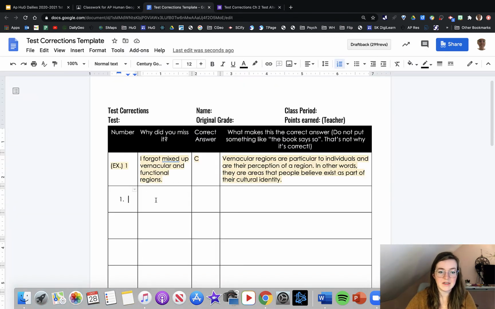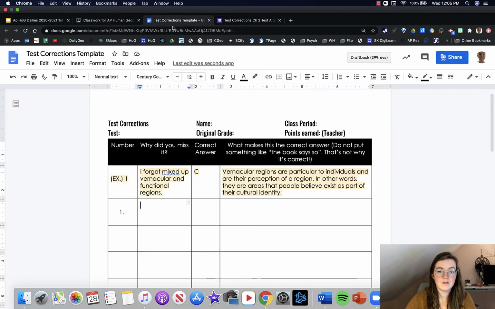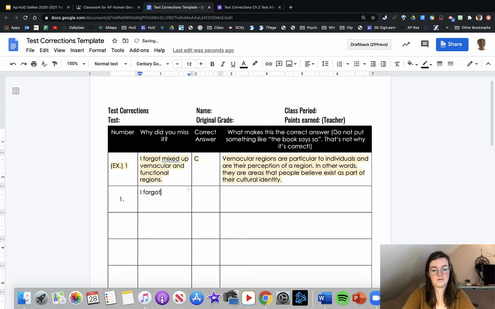So I'm going to go and I say, I forgot what dependency ratio means. And whatever your problem is, that's fine. You just put that in there really quick. This is not a paragraph about every mistake you've ever made in your life. This is a really quick, I mixed up these terms. I forgot what this means, whatever it happens to be.